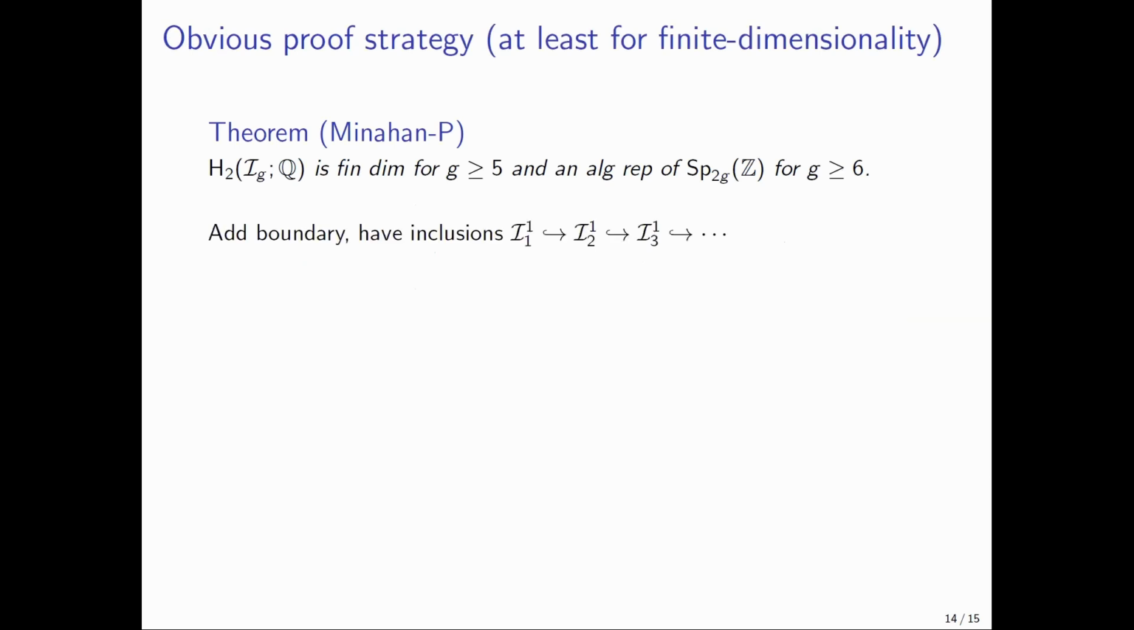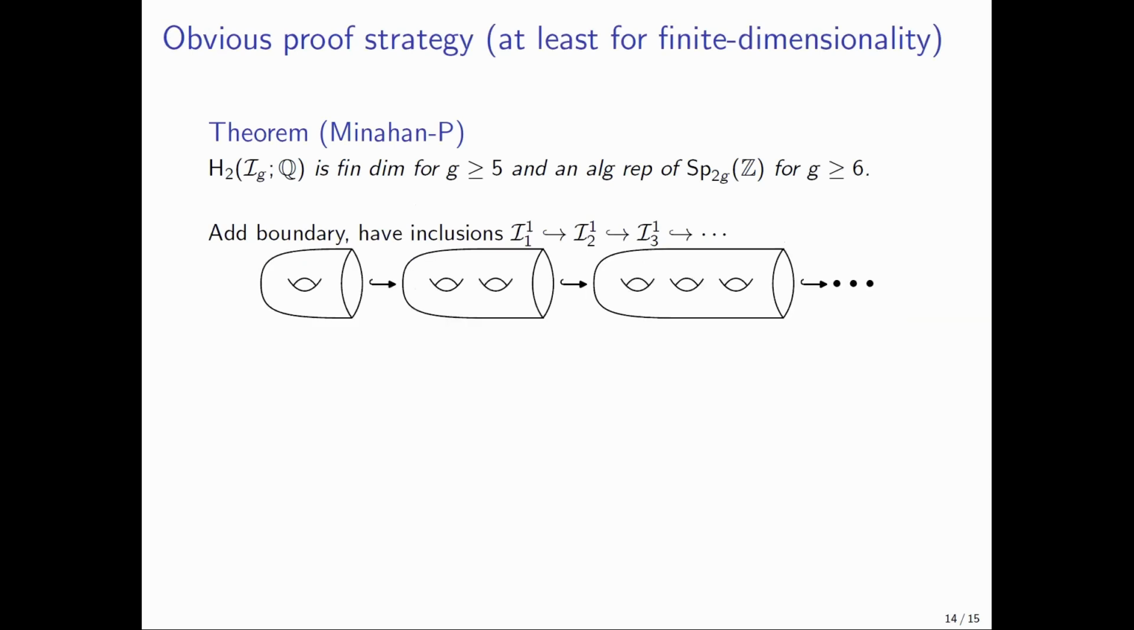So here's an obvious proof strategy, at least for finite-dimensionality. Let's go to surfaces with boundaries. We have inclusions: Torelli in genus 1 with a boundary, Torelli 2 with a boundary, Torelli 3 with a boundary. These surfaces embed in each other, a sort of increasing union of surfaces. We can take an element of the Torelli group in genus 2 and extend by the identity to get an element of the Torelli group in genus 3, and so on. So we have this increasing union of groups, and it gives you a sequence of maps on the homology of the Torelli group. Oh, there's a typo. That should be not H3 of Torelli, but H2 of Torelli.